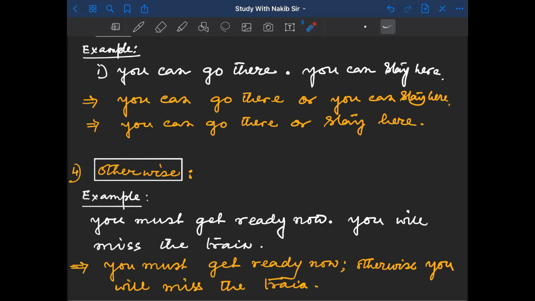Again, see one time. You must get ready now. Okay, see here the semicolon. Otherwise you will miss the train. So if you get this type of sentences in your exam hall, combine the sentences this way. You must get ready now, semicolon. Otherwise you will miss the train. Okay.